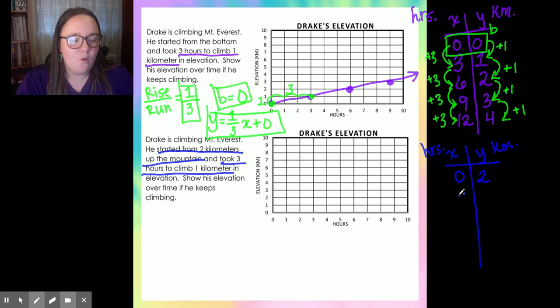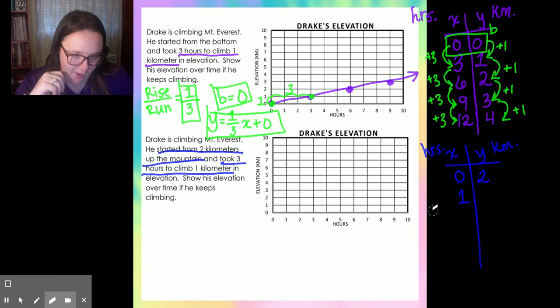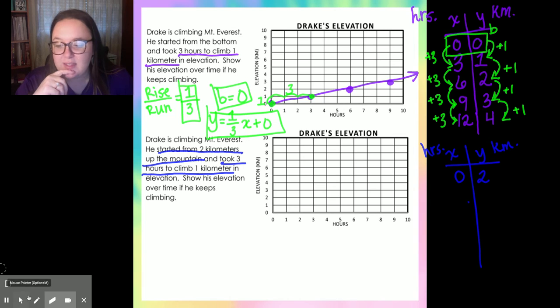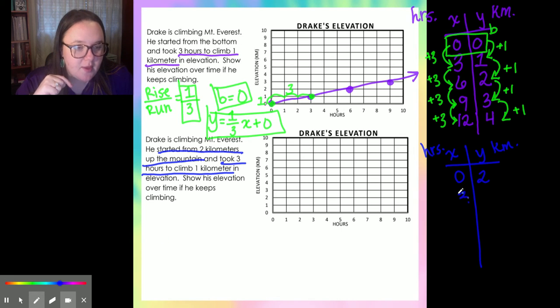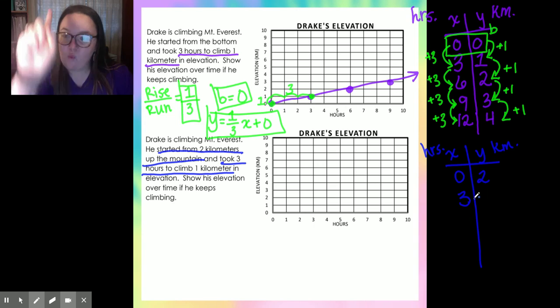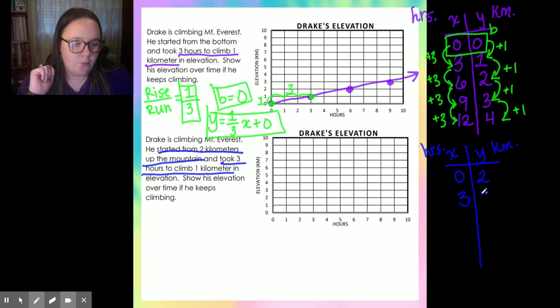So after 1 hour now, do we know how much he climbed? Again, just like up here, it took 3 hours to climb that 1 kilometer. So I'm not going to count by ones in my hours. I'm going to count by threes because it takes 3 hours to climb it. So 3 hours, he climbed 1 more kilometer. So 1 more than that will put him at 3. Right? Because I added 1 here. Another 3 hours passes, so that's 6 hours, and he would have climbed 1 more kilometer, so that puts him at 4.